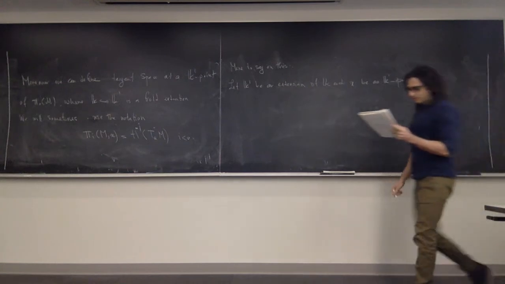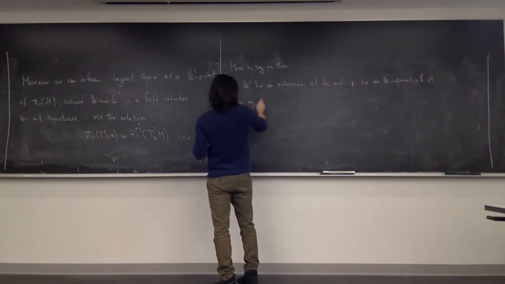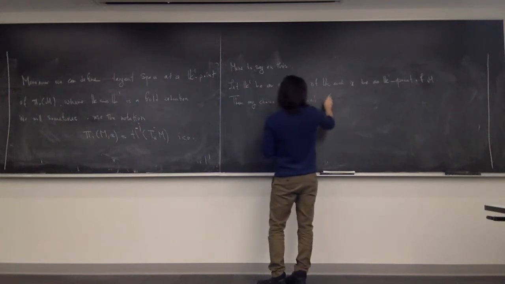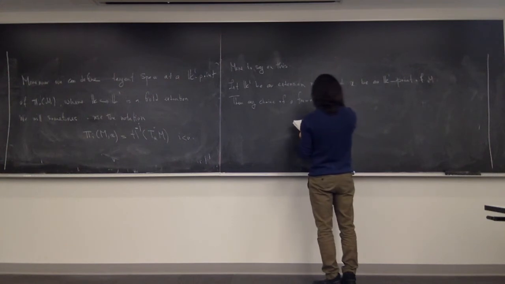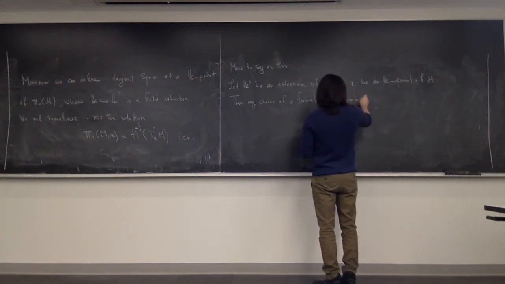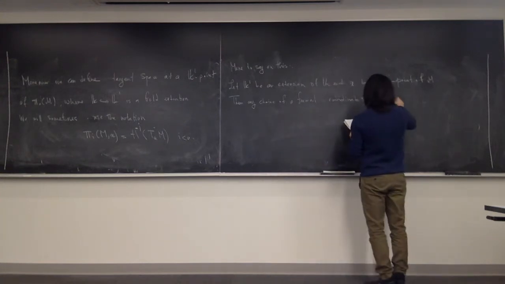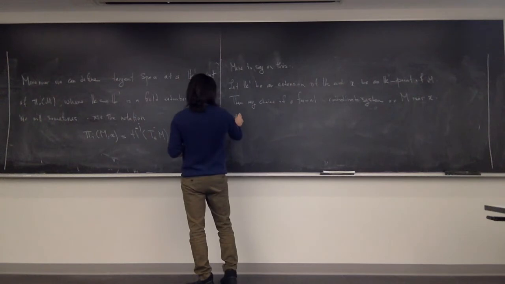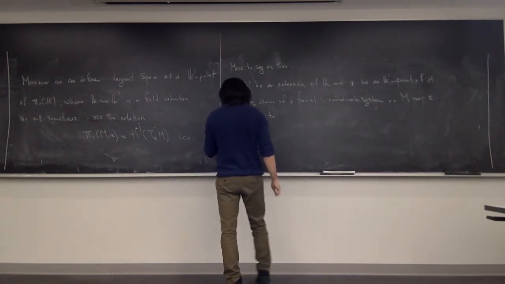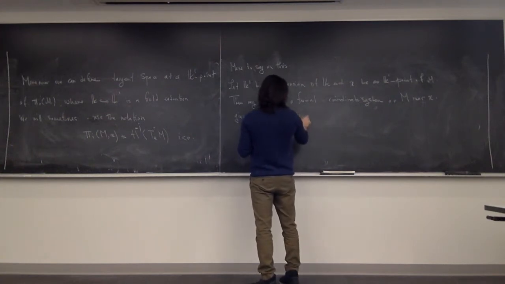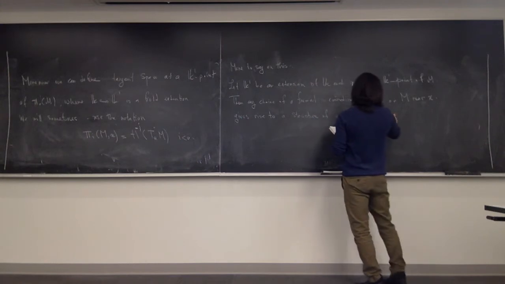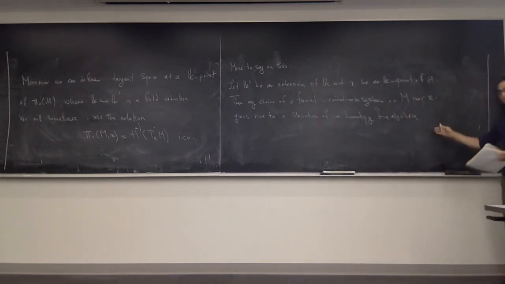Then any choice of a formal neighborhood or formal coordinate system on M near X. That basically means you look at the formal ring and the formal neighborhood of X. It gives rise to a structure of a homotopy Lie algebra. I will tell you what this sentence means.